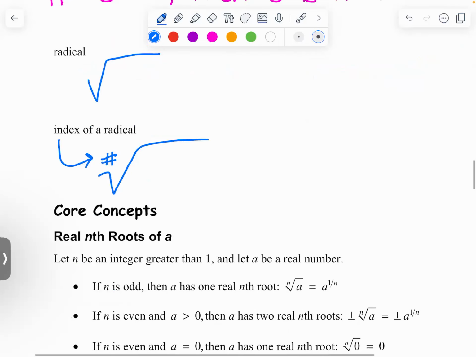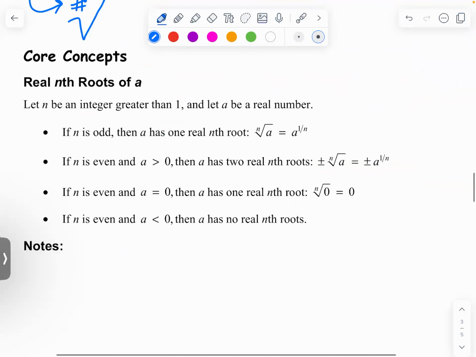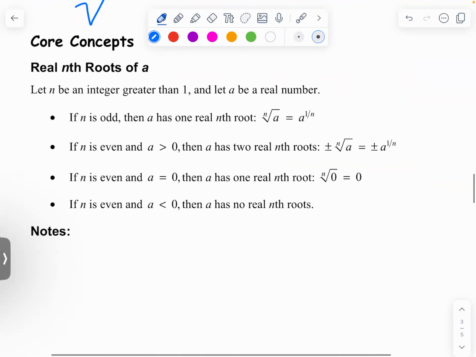All right, now, here's the deal. If n is odd, then a has one real nth root. And we can write it as the nth root of a, which also means a to the 1 over n power. So if we have an exponent that is a fraction, it's another way of saying we have an nth root.